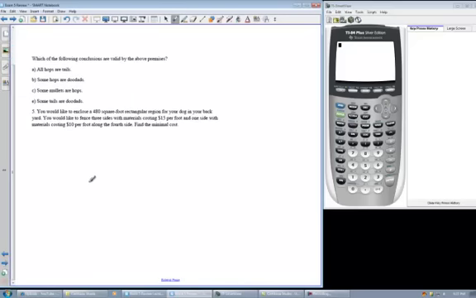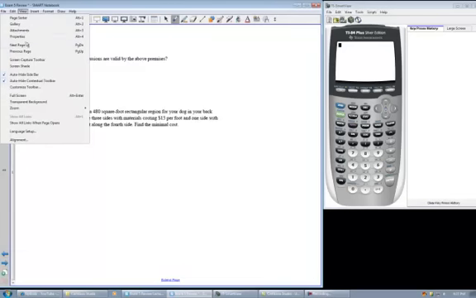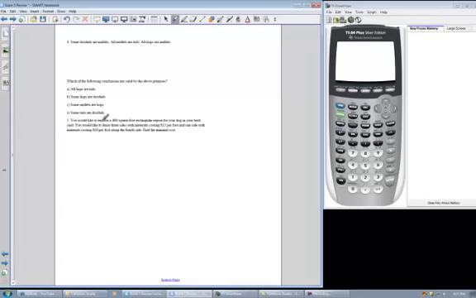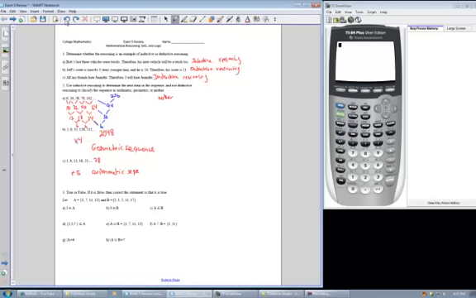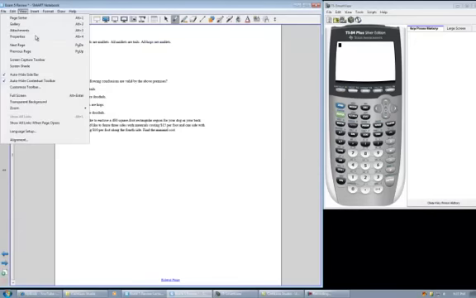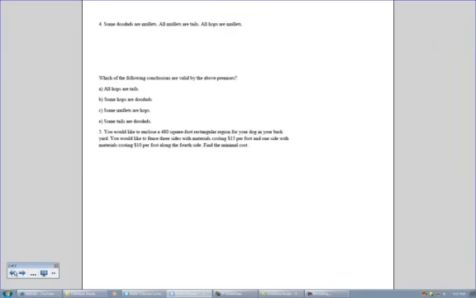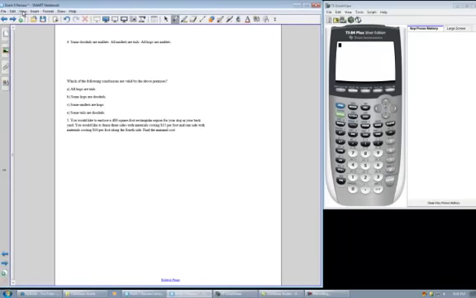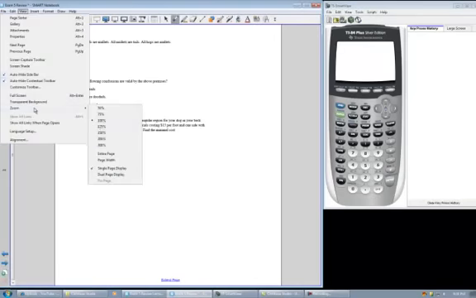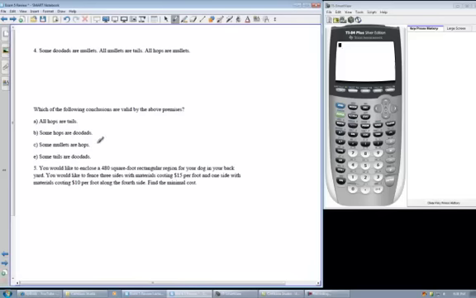Okay, so on number 5, let's see if we can make this a little bit bigger. Well, that's not bigger. Okay. It's a little bit bigger. Oh, that's not what I want either. All right, about to give up here. Now, here's zoom. Let's go to 150. All right, let's just keep it here.